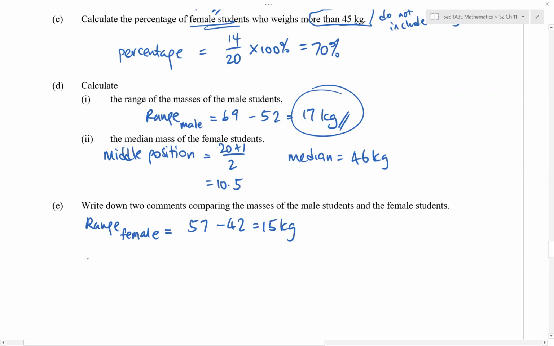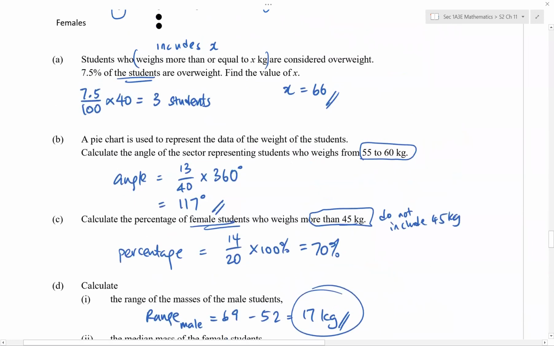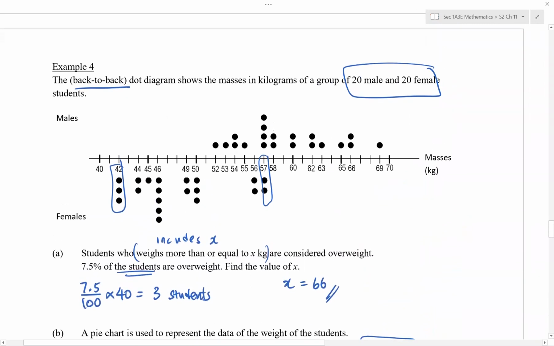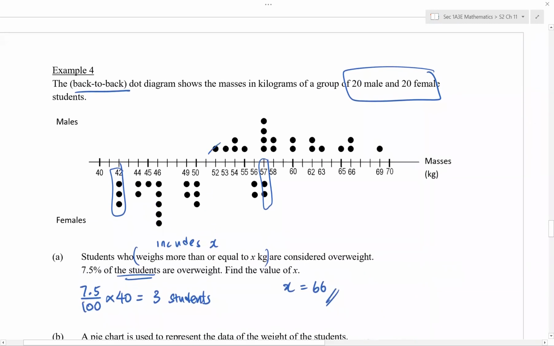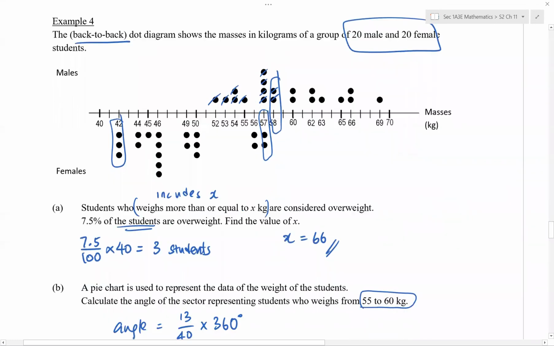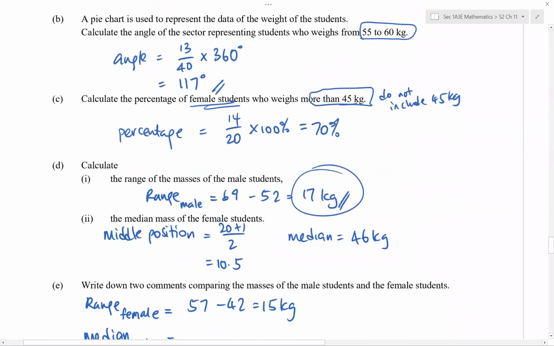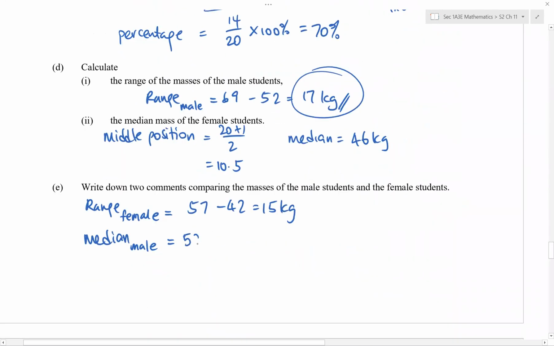Next, we have our median for the males. Because there are 20 male students, we're looking for position number 10 and 11. 1, 2, 3, 4, 5, 6, 7, 8, 9, 10, and 11. 10 and 11 both have the same mass of 58. Therefore, the median is going to be 58 kg for the males.